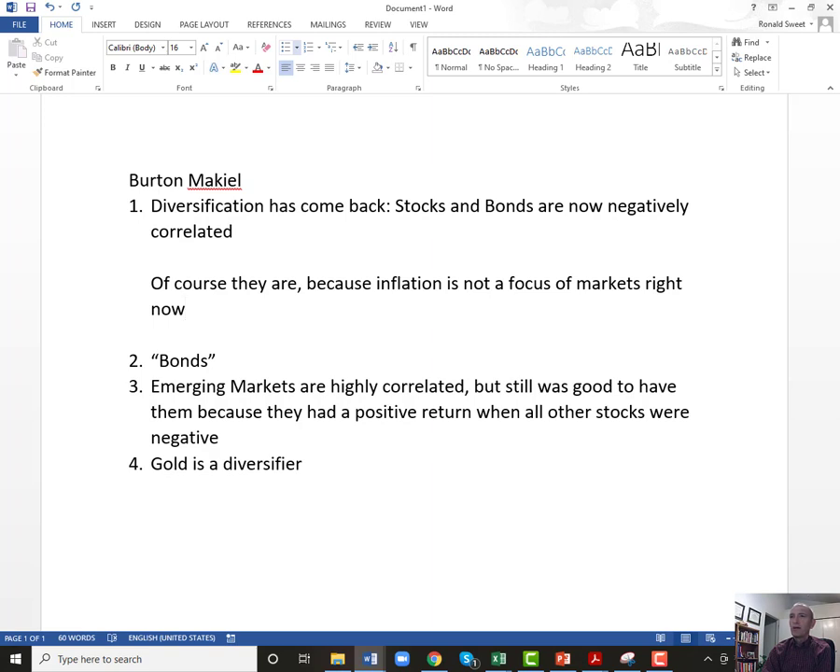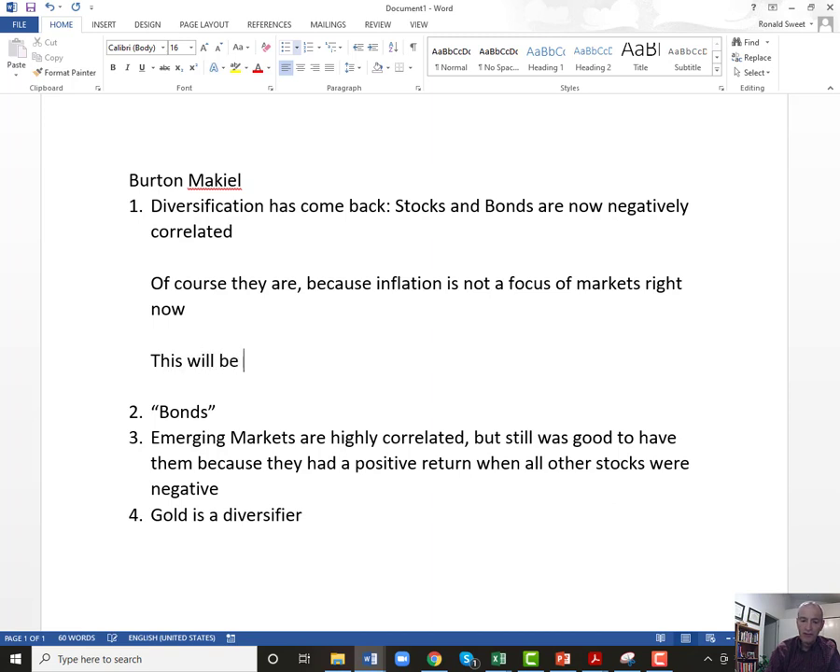He's talking about the dot-com crisis, the financial crisis of 2008. No one was talking about inflation there. They were talking about risk and recessions and global events. And because of that, bonds did extremely well and stocks did very, very poorly, negatively correlated. So he's exactly right. Bonds and stocks are negatively correlated, and this will be true as long as inflation is never an issue for markets again.